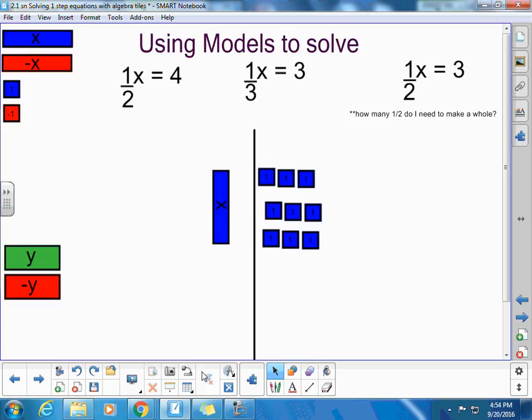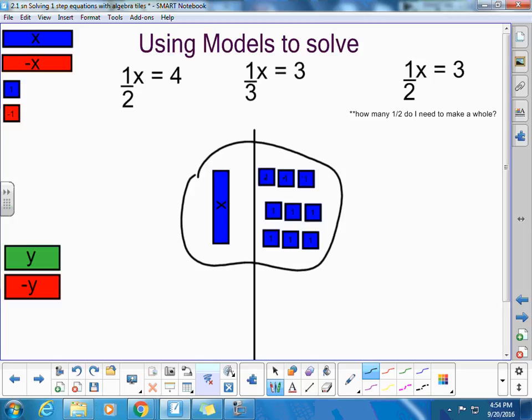So the whole x, 1x, is equal to 1, 2, 3, 4, 5, 6, 7, 8, 9. So I have x equals 9. Again, if this is a third of the x, to undo x divided by 3, I'm going to multiply this by 3. Multiply this side by 3. Those cancel out. So we get x equals 9.